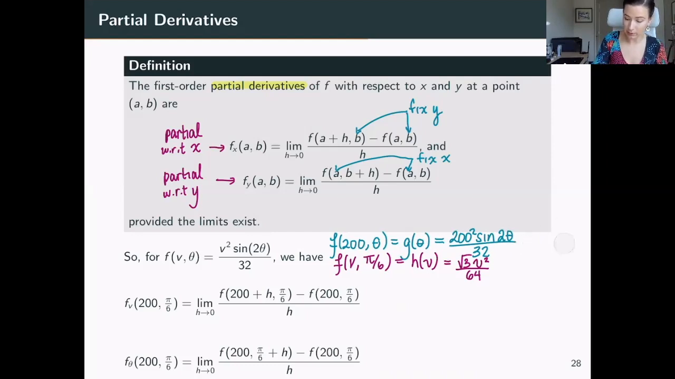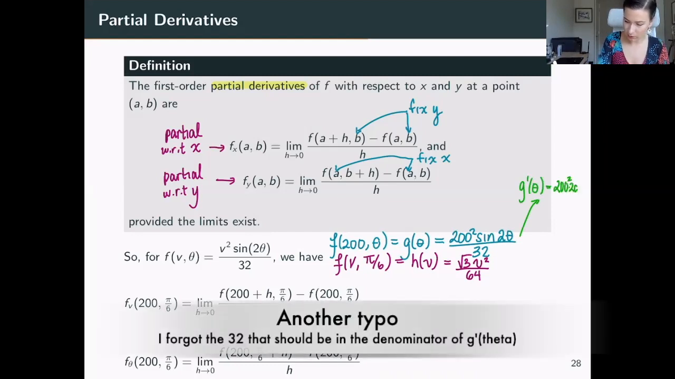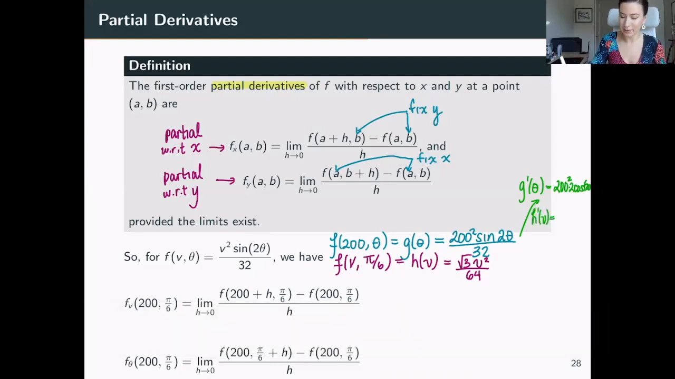So I've run out of a little bit of room here. So here we have that our g prime of theta is equal to 200 squared times 2 cos of 2 theta. And I have that my h prime of v is going to be equal to, this is a little easier, 2 root 3 times v over 64. Both of these are functions that I know how to find the derivatives of.